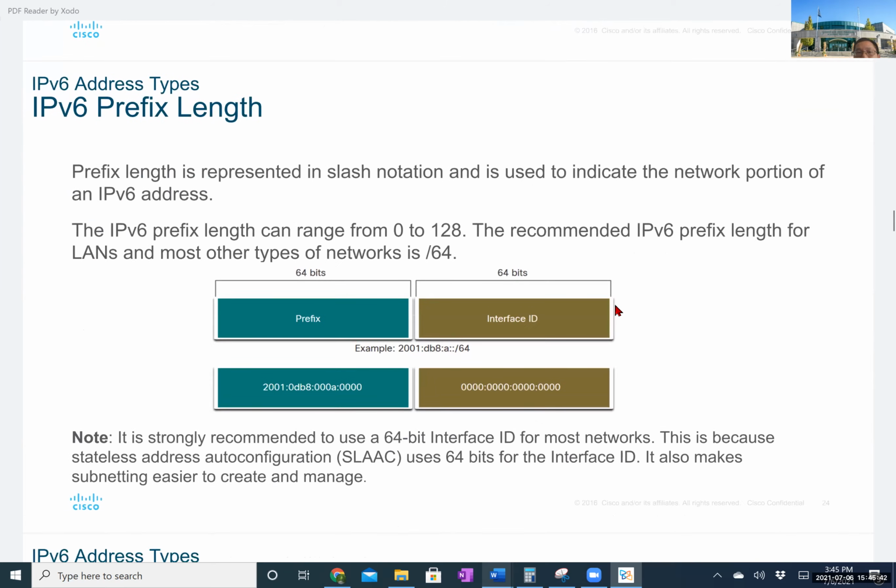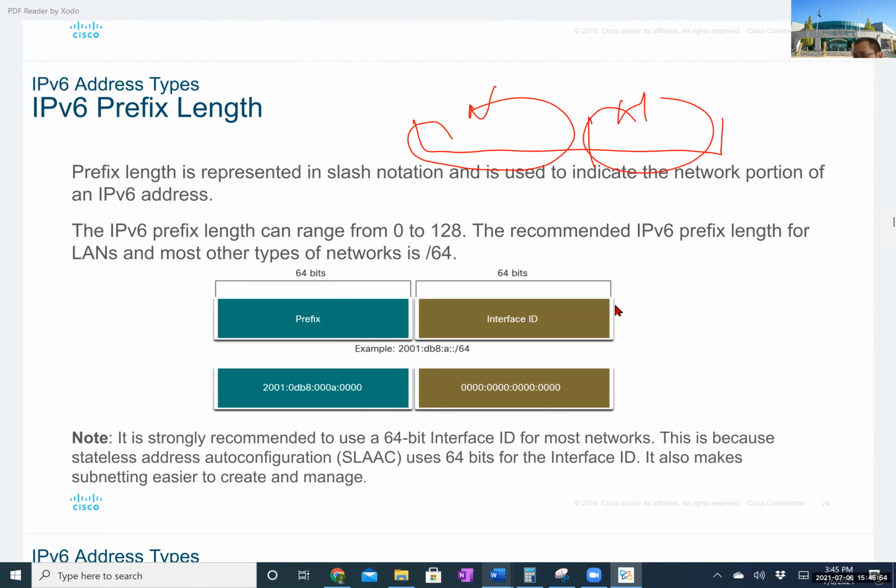Okay, now, the IPv6 prefix length. Again, if you remember about the IPv4, they break it down into the network portion and the host portion. For IPv6, it works quite the same, but the name is not the same. They break it down into prefix and the interface ID. So we can think of the prefix as the same as the network portion, and the interface ID is the same as the host portion here.